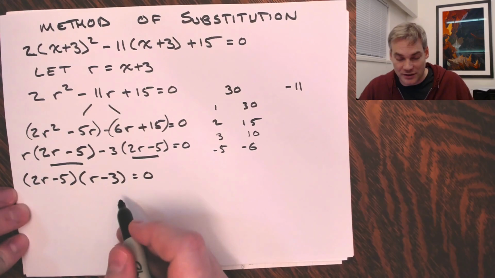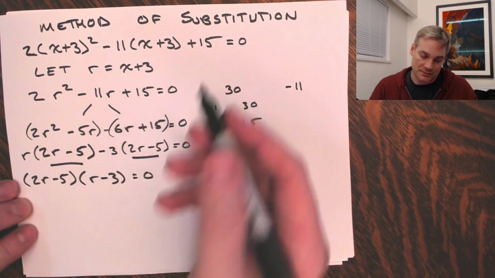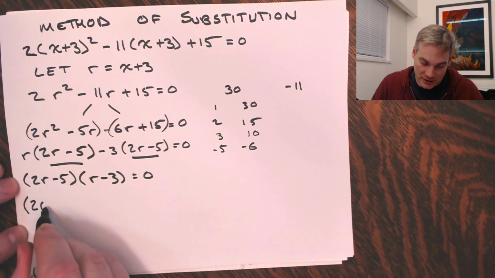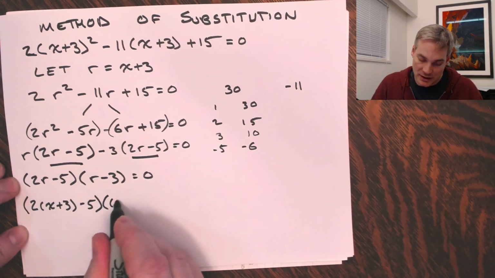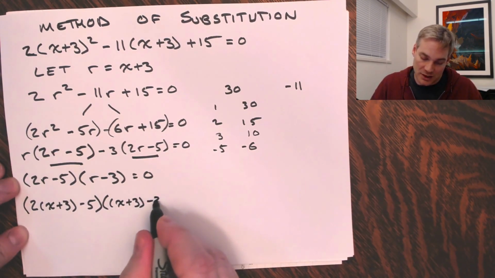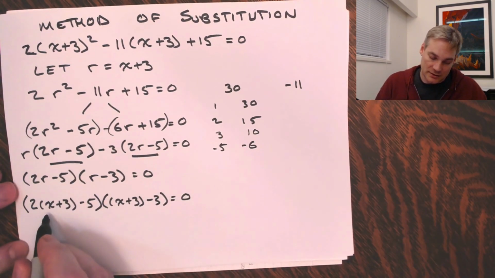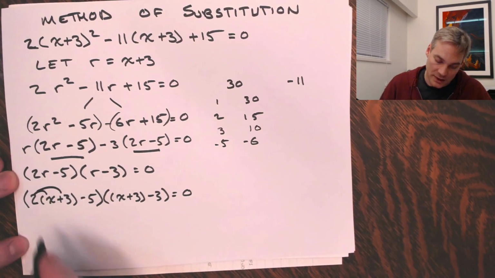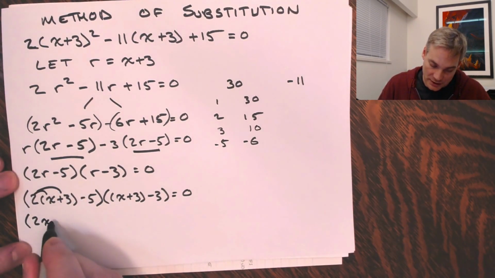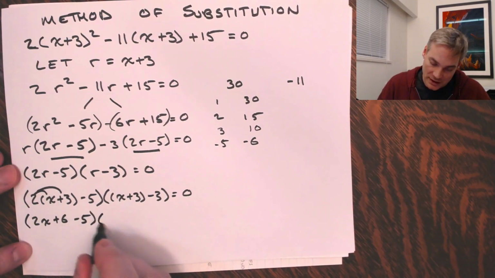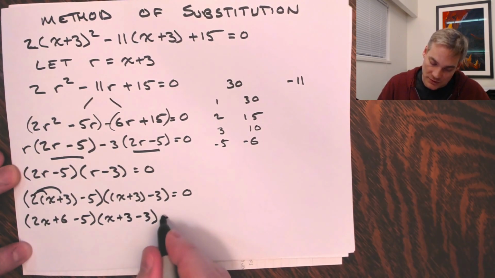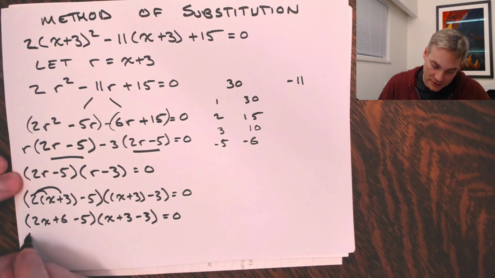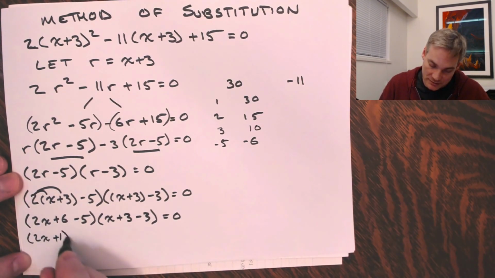So now I can almost solve this. I actually just have to substitute x + 3 back in. So now this is (2(x + 3) - 5)(x + 3 - 3). Okay, so now I distribute the 2, and that gives me 2x + 6 - 5. And then this one I don't have to distribute, there's no number to multiply in front of it. So then I have 2x, and that's + 1. And this one is just x.